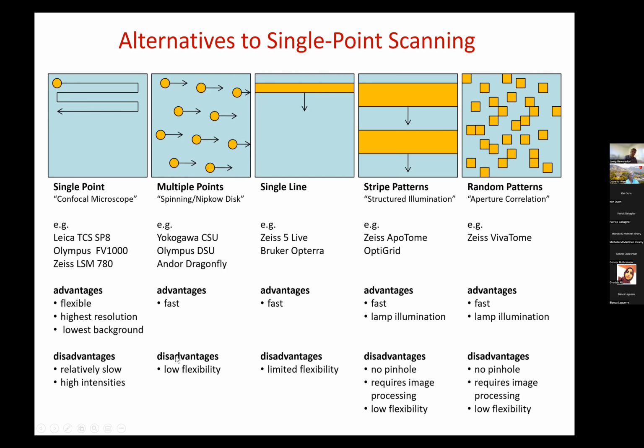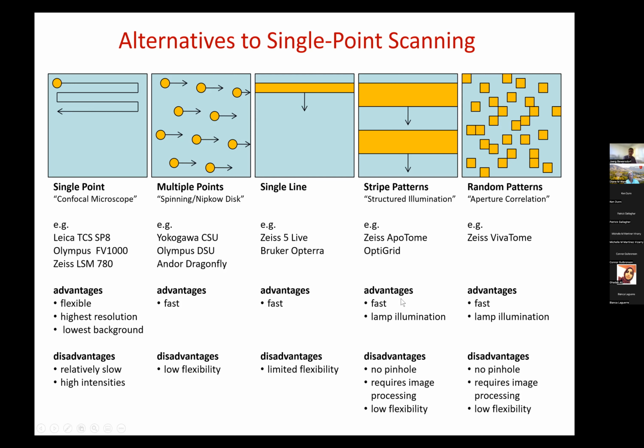However, you lose the flexibility of these systems where you can, for example, easily switch between 3, 4 and 5 detectors, adjust the color range, adjust the zoom, what you see. You lose that flexibility with a spinning disk. The single line scanning systems are similarly fast as the spinning disk microscopes, and they're similarly limited in their flexibility. So I would say these two technologies compete against each other a little bit.